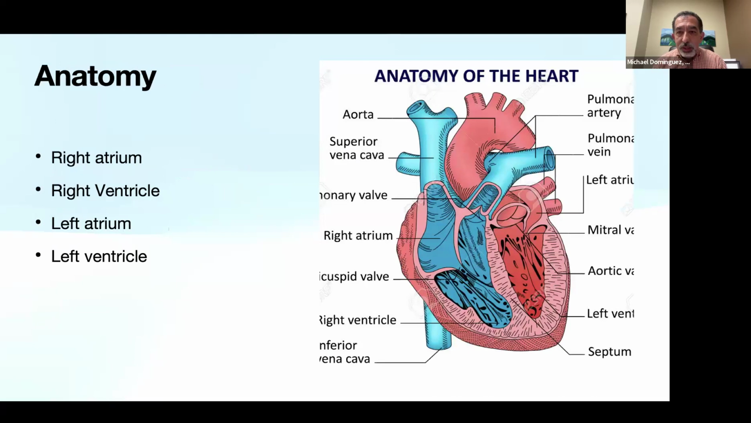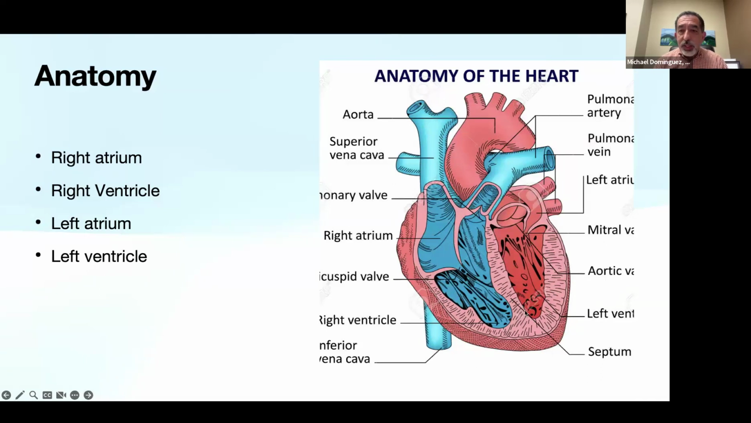Basic anatomy of the heart. In blue is the venous side, so blood comes in here to the right atrium, gets sent to the right ventricle here, then it goes out into the lungs. The blood then comes back into the left atrium, to the left ventricle, and then out the aorta and to the rest of the body. The coronary arteries supply blood to the muscle of the heart.